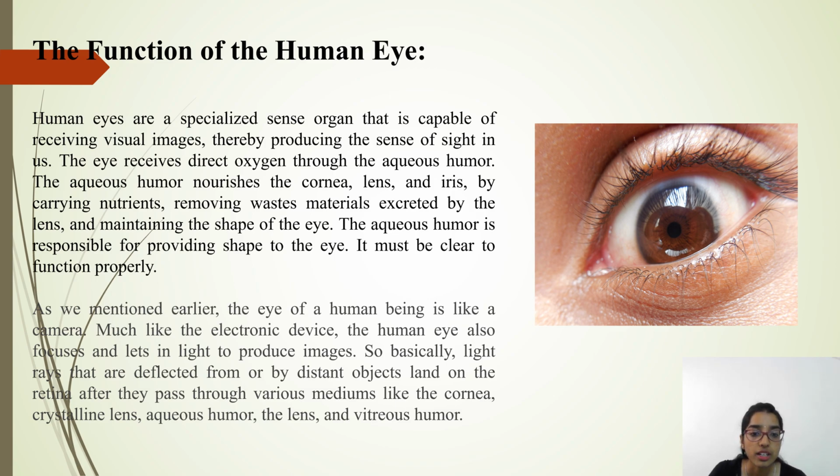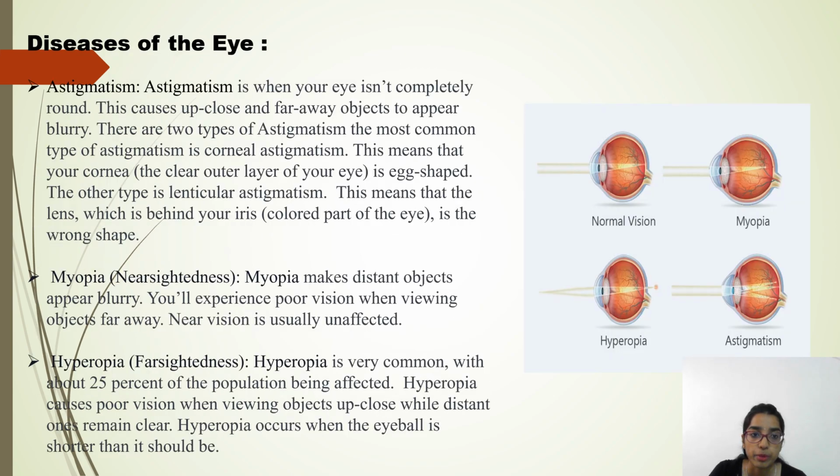As we mentioned earlier, the eye of a human being is like a camera, much like the electronic device. The human eye also focuses and lets in light to produce images. So basically, light rays that are deflected from distant objects land on the retina after they pass through various mediums like the cornea, crystalline lens, aqueous humor, and vitreous humor.